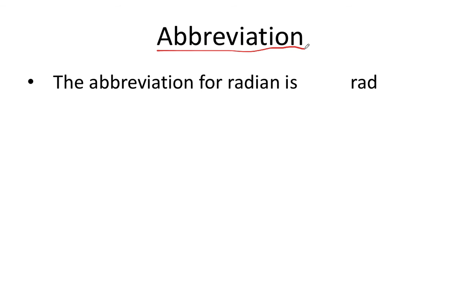Okay. And final thing, abbreviation. Abbreviation is how you write something short. So the abbreviation for radian is just RAD, so that you don't have to write the whole thing.